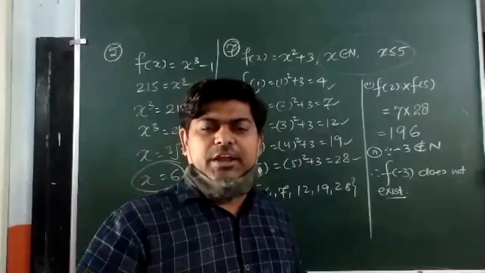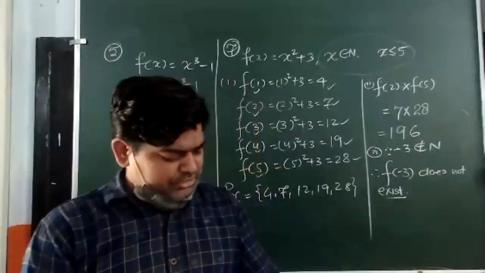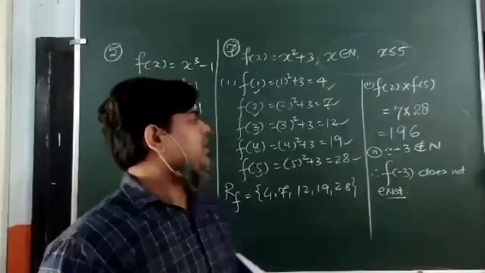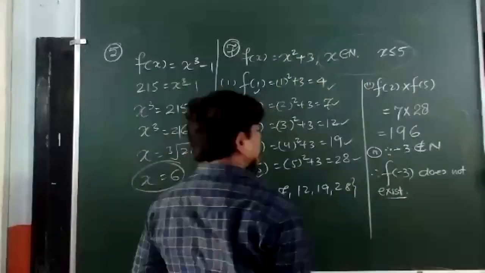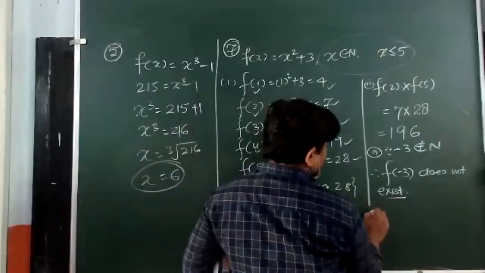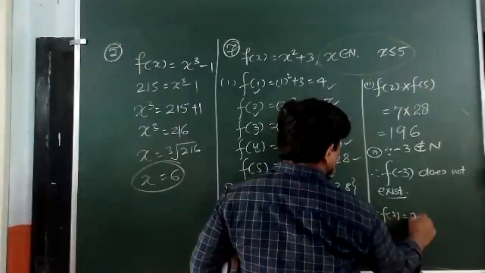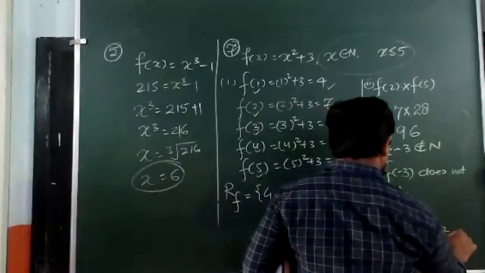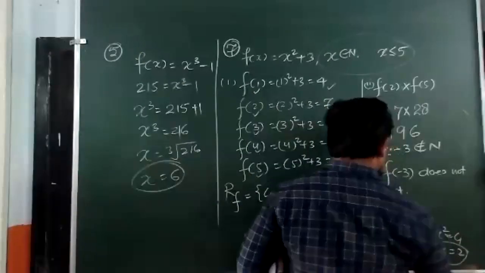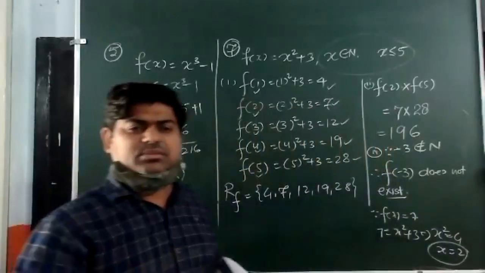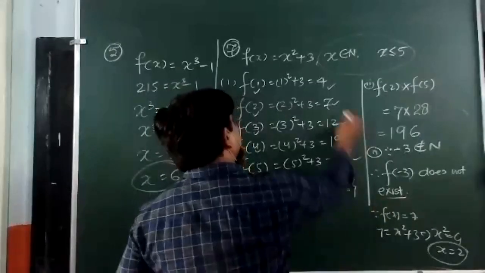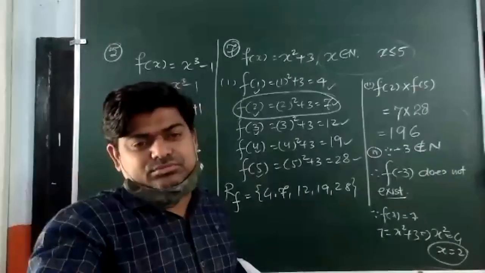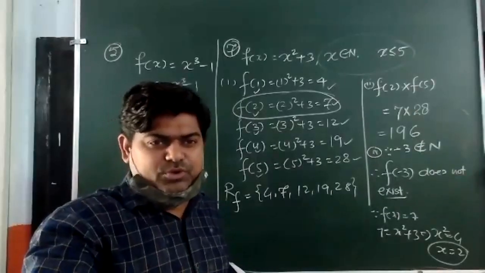And now the last part of this question. It's written to find the value of x when f(x) is equal to 7. If f(x) is equal to 7, I can write 7 equal to x square plus 3. This implies that x square is equal to 4, x is equal to 2. I didn't take plus or minus 2 because x is a natural number. Either we do it like that, or directly from here I can see that when f(x) is 7, then x was 2. Okay, you have got all these points.